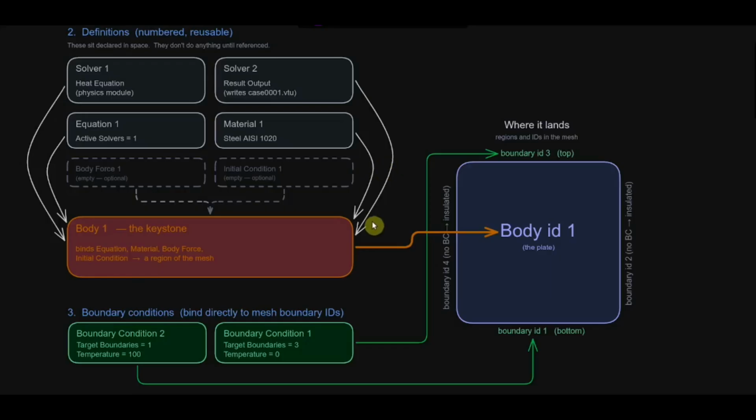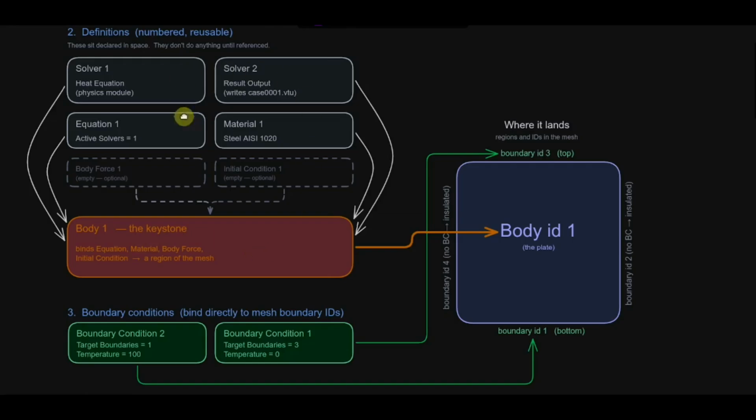Alright, now the keystone. Look at the arrows here, from solver 1 to solver 2, equation 1, material 1, body force 1, initial condition 1. They all basically point at the body 1 block. This block is where the references converge and where they get tied to a specific region of mesh.